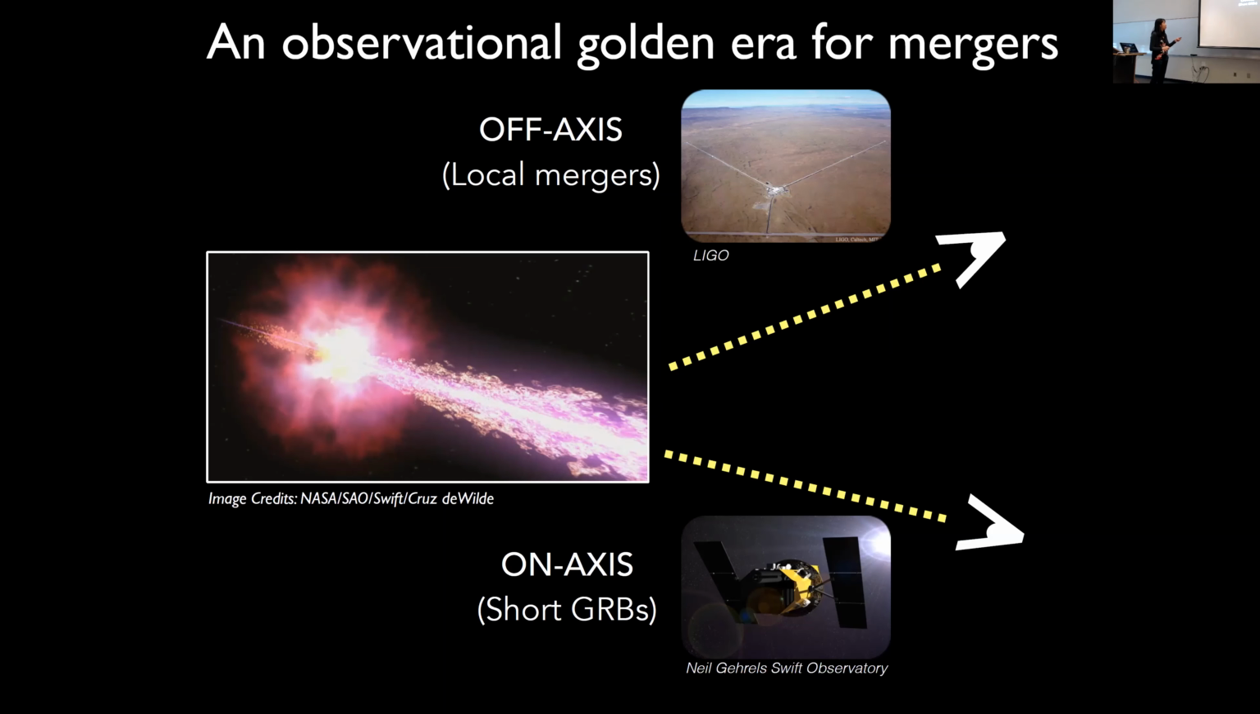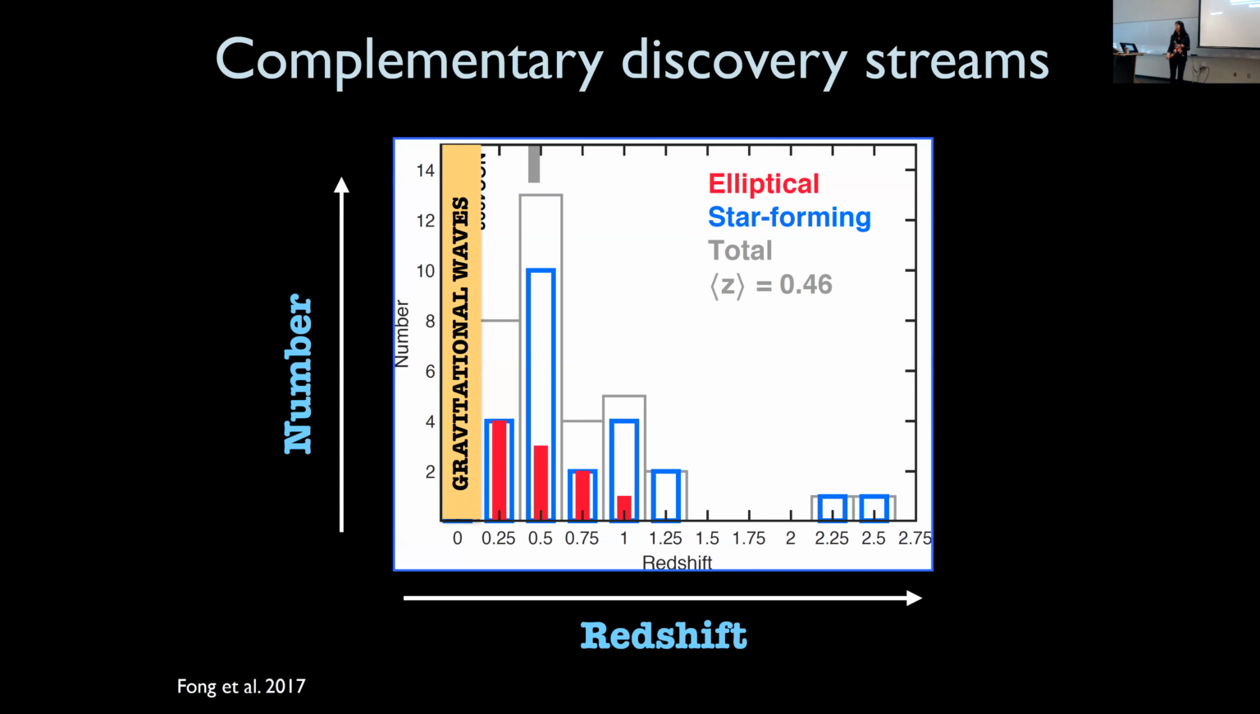LIGO is detecting these things for the first time off axis, and we're able to see the more isotropic emission components, not just that relativistic outflow, but the kilonova emission, and also the afterglow, but it looks a little bit different than an on-axis afterglow. So it's a really great era to make progress. Now we have, for the first time, just as of 2 years ago, 2 avenues to make progress on questions of mergers. They also, because of the different detection thresholds, provide complementary discovery streams.